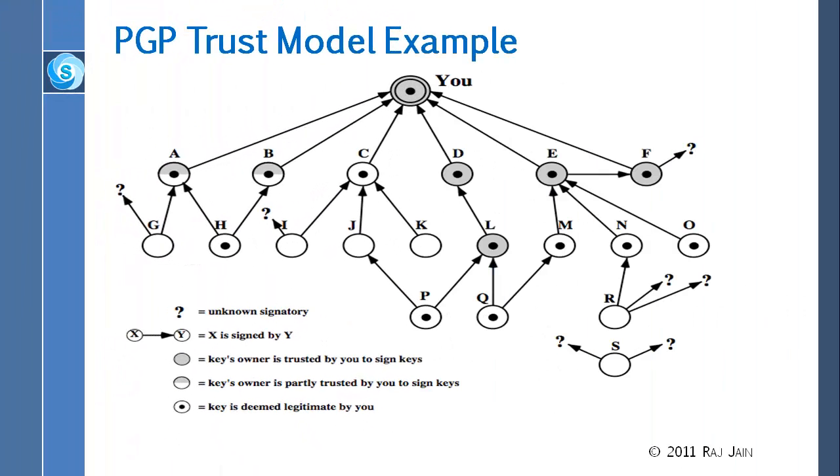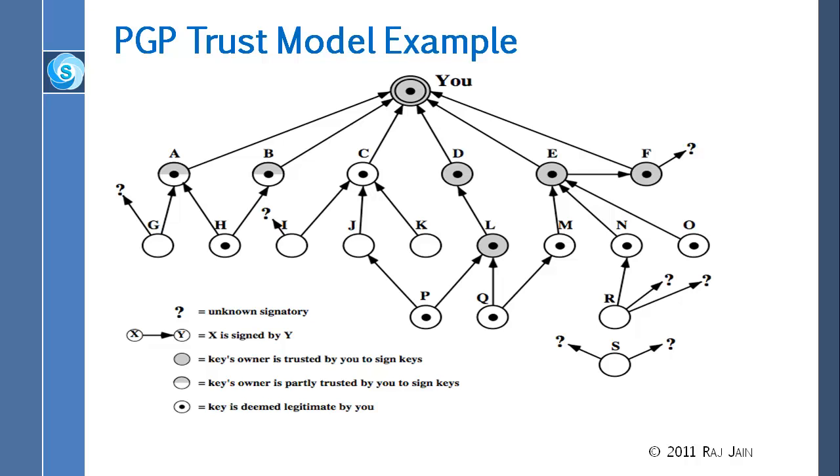So this is how it works: your trust for these different people, A, B, C, D, E, F, G, S, is different. It's different for them and different for certificates issued by them. So, here is the notation. This dot means the key is deemed legitimate by you. So you just trust this key. A blank circle means the key owner is partly trusted by you to sign the keys. So you trust the certificates that they issue partly, all right? A gray circle means the key owner is trusted by you to sign the keys. And an arrow going from X to Y means X is signed by Y, and this one is the unknown key, okay?